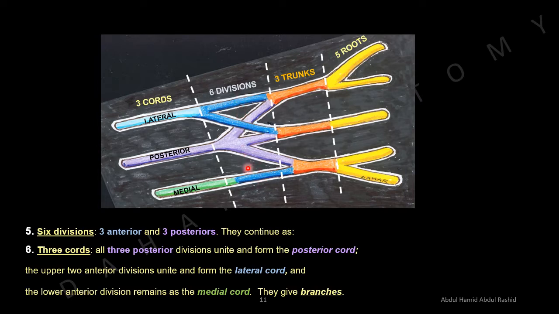So these 6 divisions, anterior 3 and posterior 3, will join and form 3 cords. All 3 posterior divisions, this purple color, join together and form the posterior cord. Out of 3 anterior divisions, which are blue in color, the upper 2 anterior divisions join and form the lateral cord. The lowest anterior division alone will continue and form the medial cord. So from 6 divisions become 3 cords, and they will give branches.